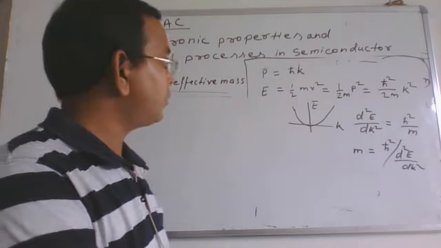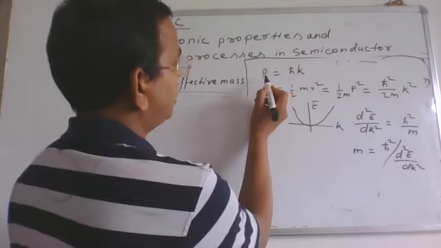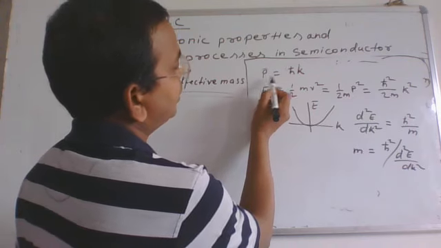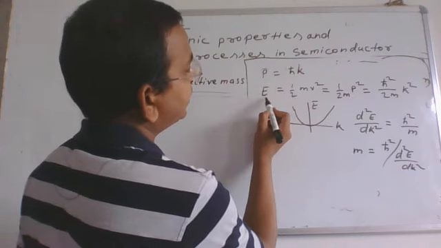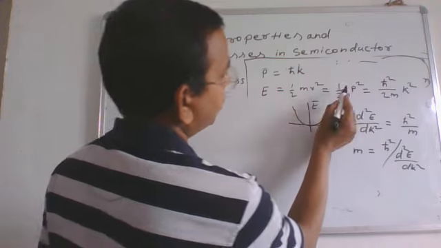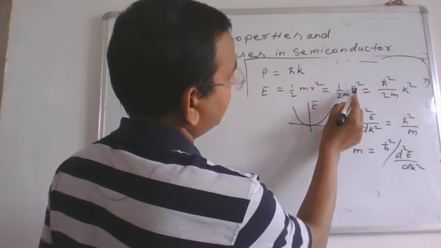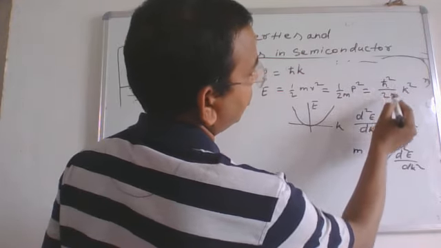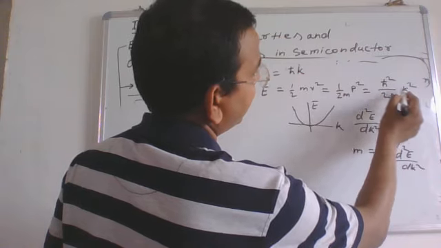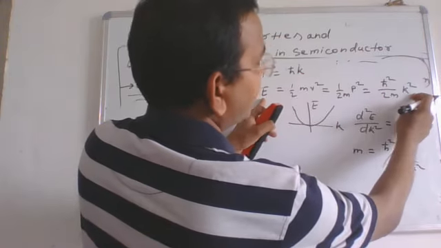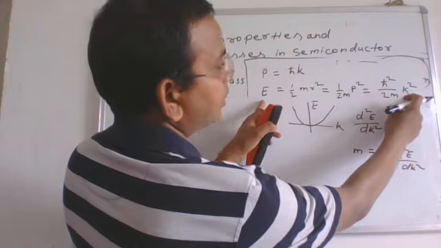So we can recap the concept once again. p is the momentum of the electron or carrier, which is h cut k, and energy is equal to half mv square, which is equal to 1 by 2m p square. Now we can replace p with h cut k, and we get h cut square by 2m into k square. So E is quadratically varying with respect to k.